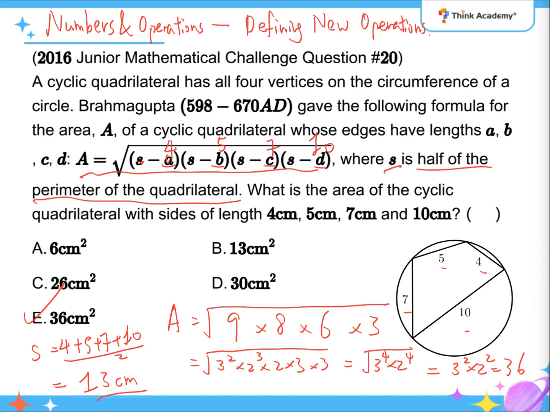Such that you don't need to complete the multiplication and then taking the square root of it. Well, that's just what you can do. All right. So that's just defining new operations, which means that you are just substituting these values into the equation. That's all you need to do.